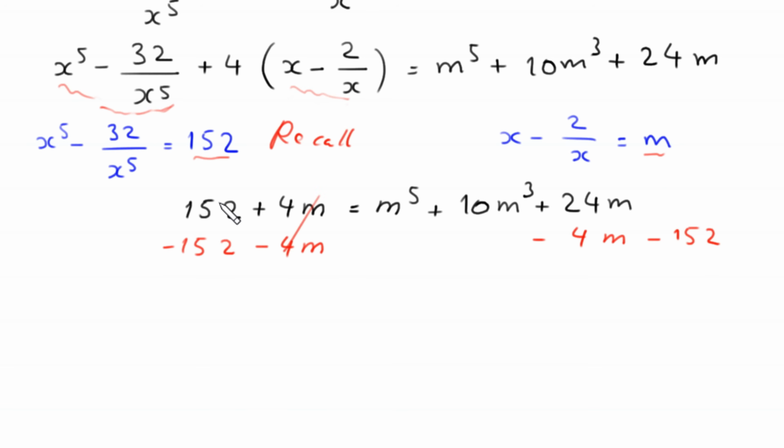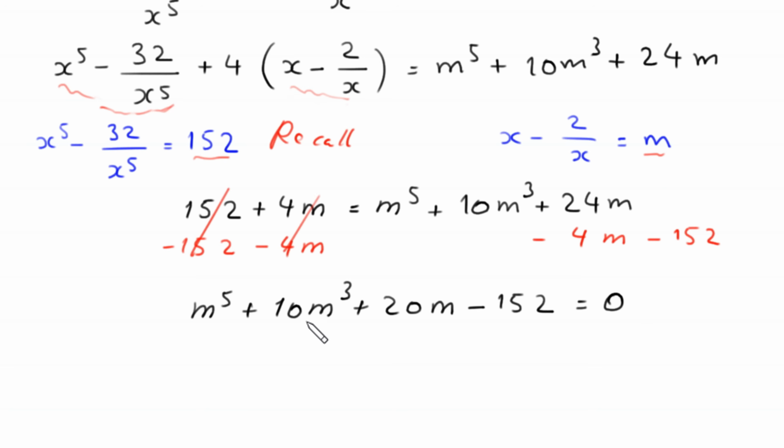So this gets cancelled, this gets cancelled, and this equation will become m to the power 5 plus 10m cubed, and 24 times m minus 4m will become plus 20m minus 152 is equal to 0. Now we notice that m is equal to 2 is a solution of this equation. It means m minus 2 is a factor.